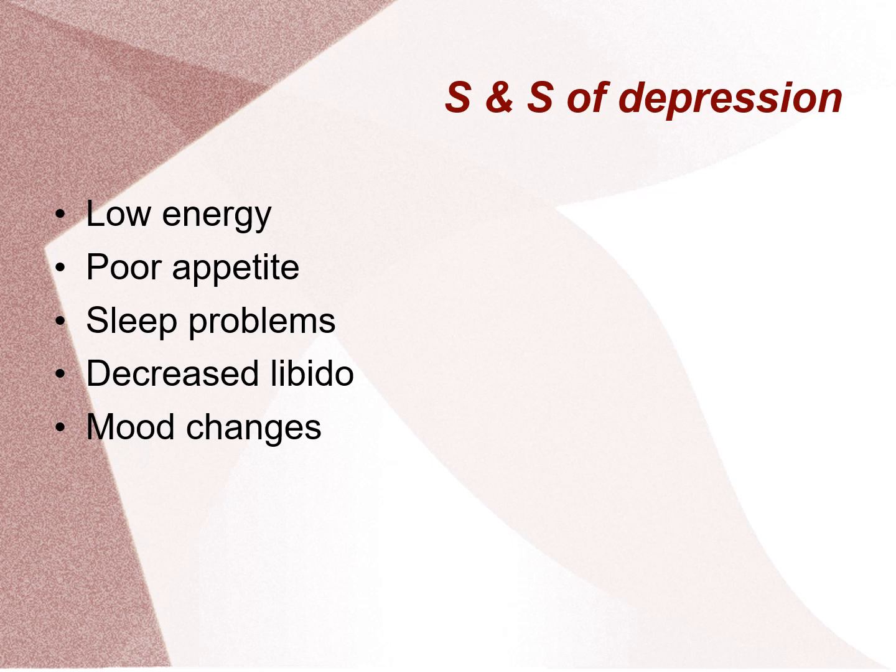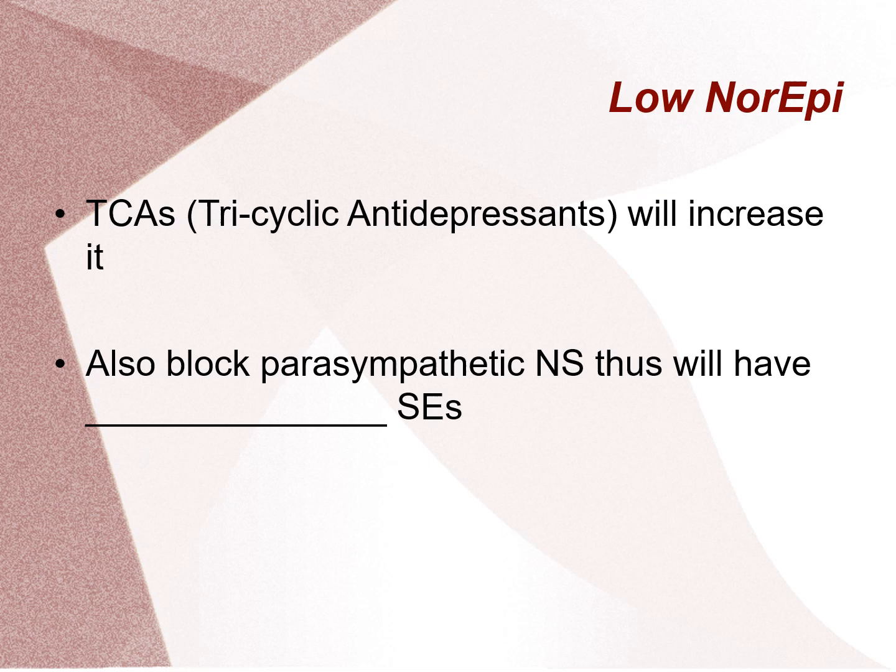So how do you know somebody's got depression? Well, they can have a depressed mood, but they don't always have a depressed mood. There's lots of other signs and symptoms. So low energy, poor appetite, sleep problems, decreased libido, mood changes, even if it isn't that depressed emotion. Especially in the elderly. The elderly often present with depression without sadness. And so you definitely need to keep that in mind.